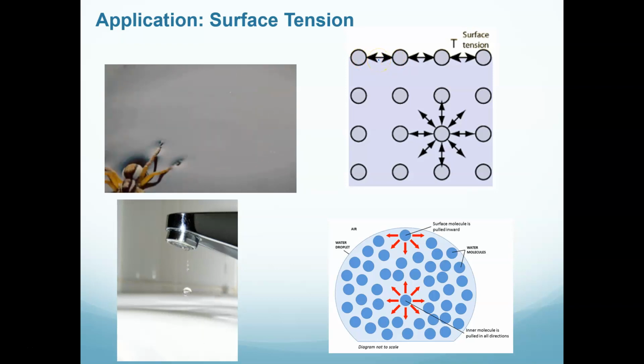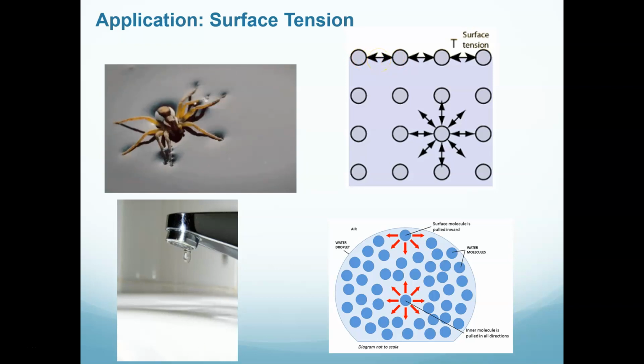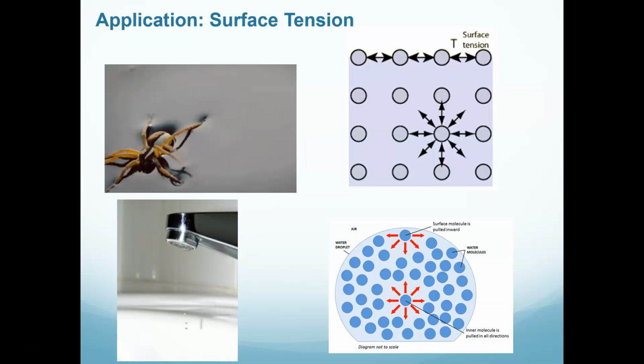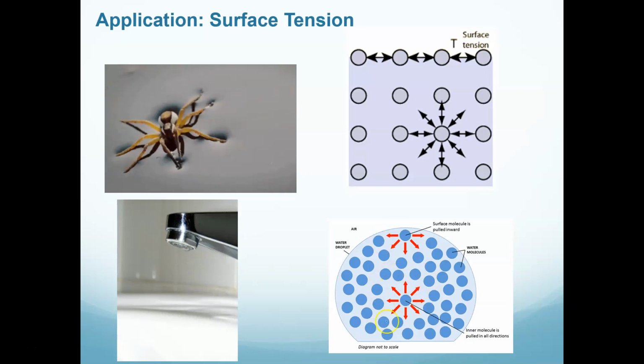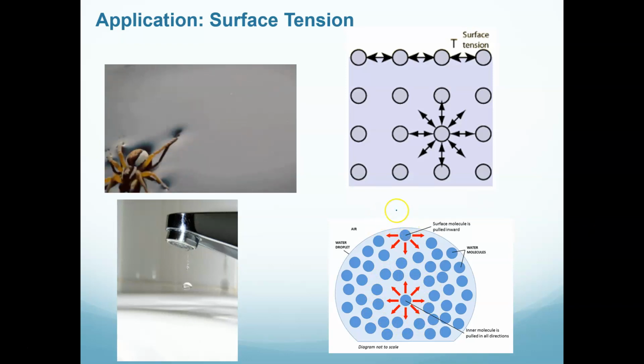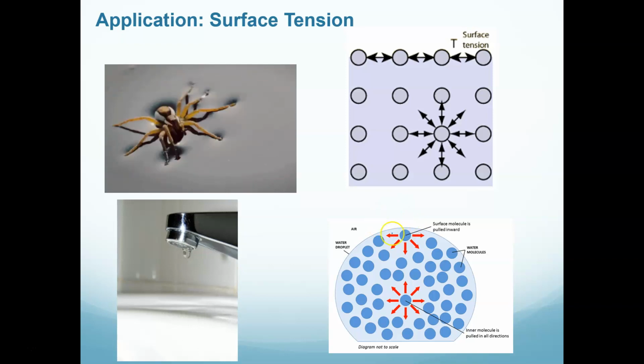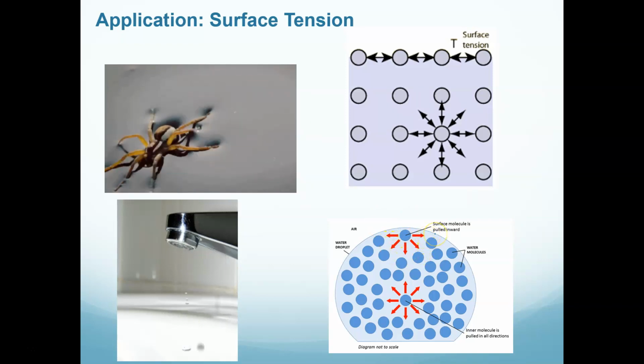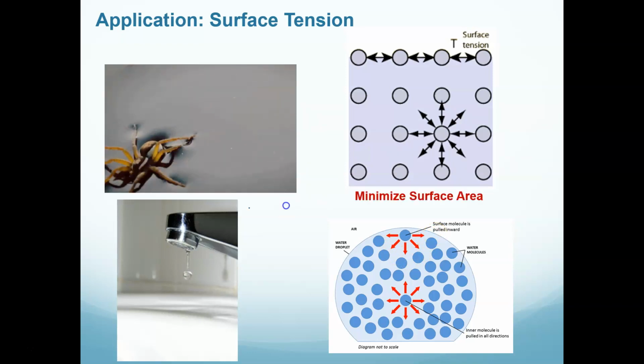That's called surface tension, and it creates a network for something like a water spider to walk across. Same idea for the water droplet. The water molecules on the inside can hydrogen bond with all these around, whereas the ones on the outside exposed to the surface, the air, can't hydrogen bond to as many water molecules, so in turn they pull in closer, and it creates that round shape. So we want to minimize the surface area.